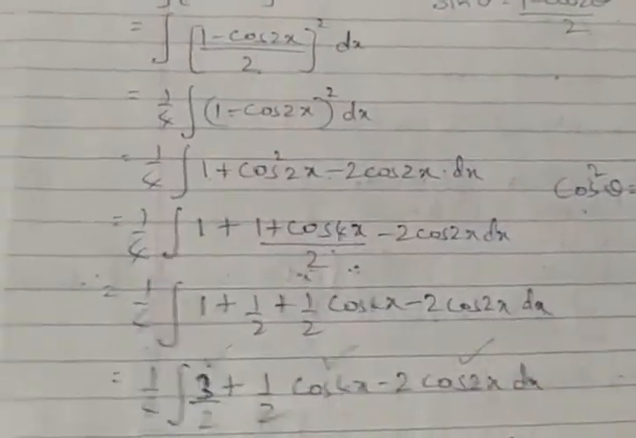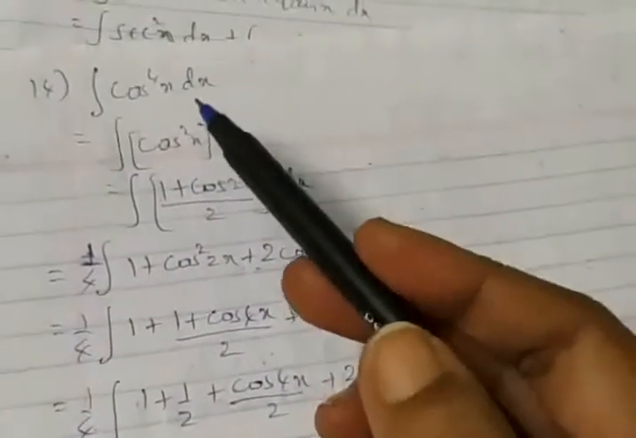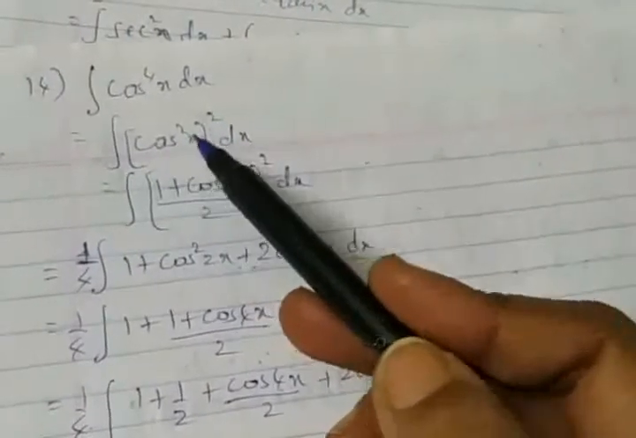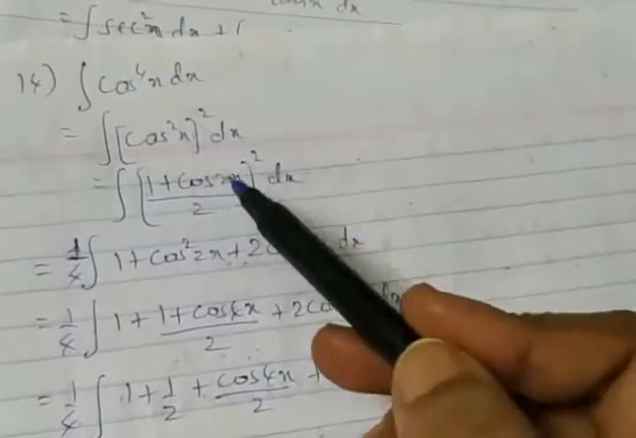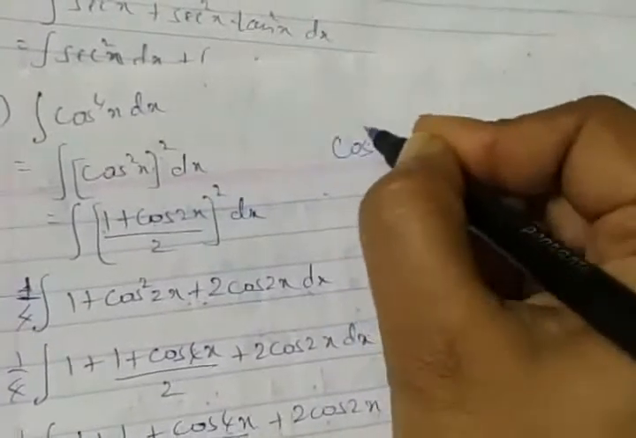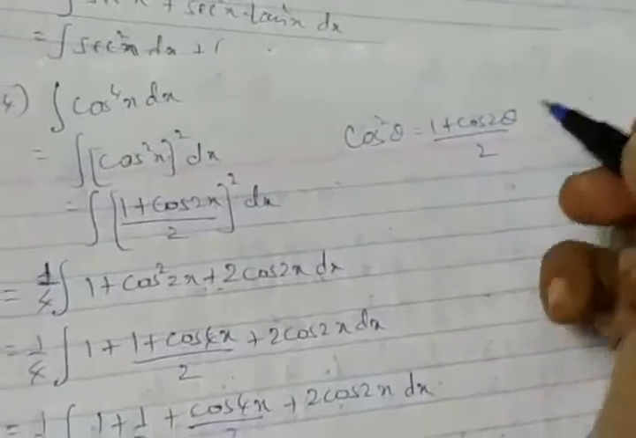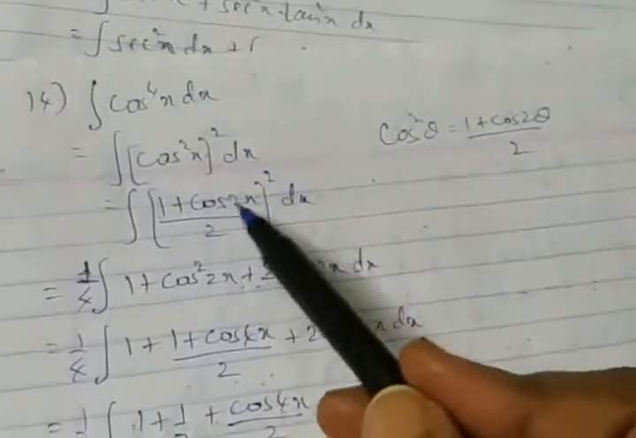Okay, so let's move on. I hope you can guess what should be done for integration of cos raised to 4 x. Almost the same procedure: cos raised to 4 x to be taken as cos square x whole squared. So cos square to be taken as 1 plus cos double. I hope you remember which formula comes to your mind. Cos square theta is equal to 1 plus cos 2 theta by 2. So with x there, it is 1 plus cos 2x whole divided by 2.